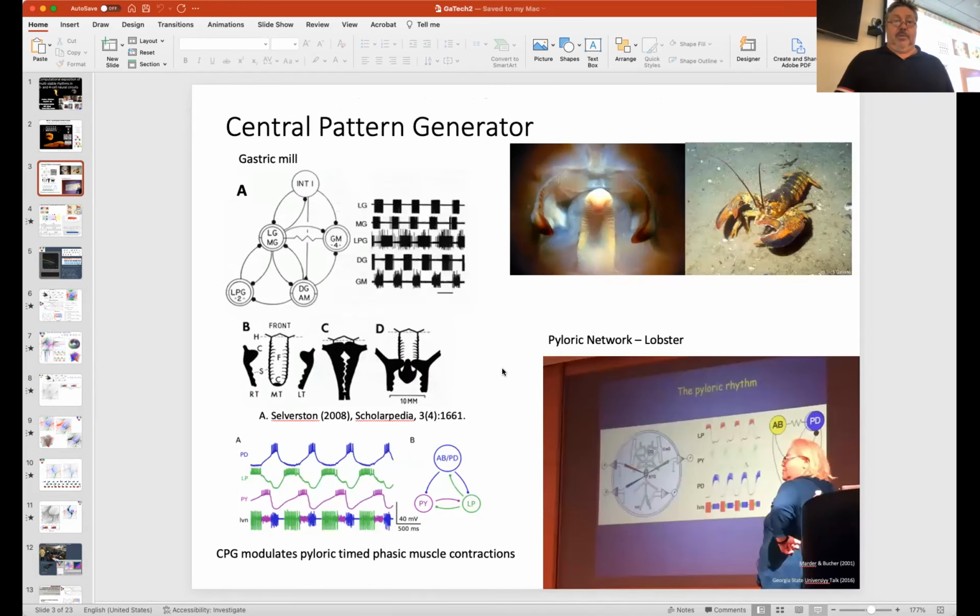Another example of a CPG: the lobster has teeth in the stomach. The CPG that controls the locomotion of the teeth is called the gastric mill. I mean, it makes sense, gastric mill.